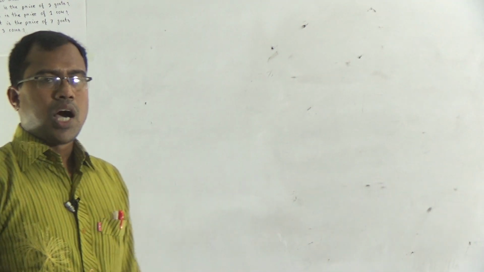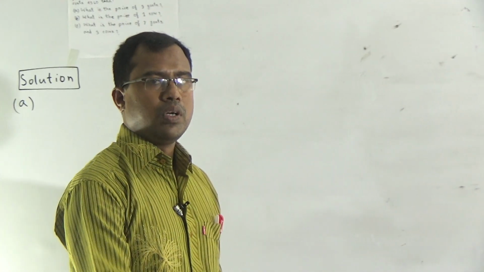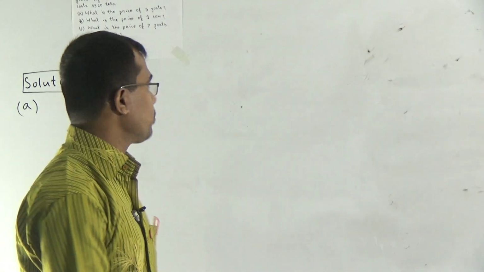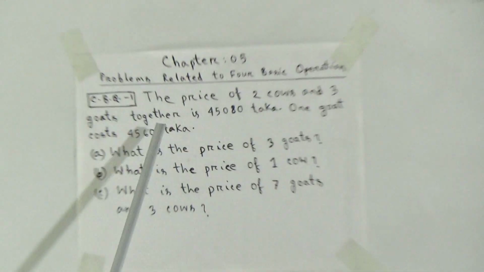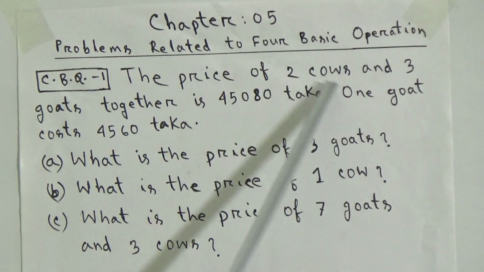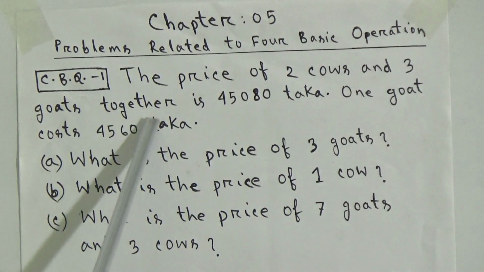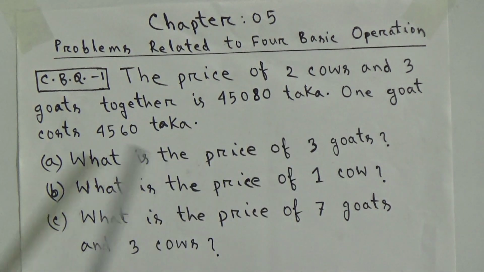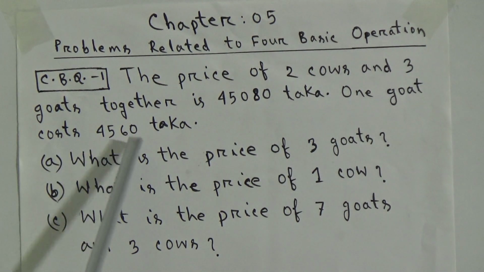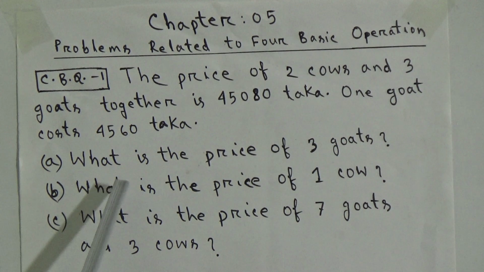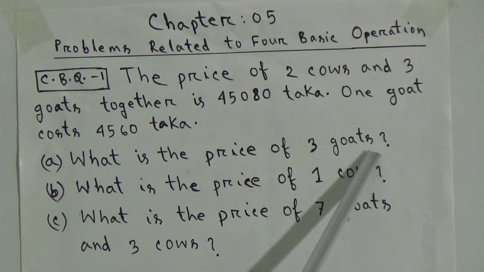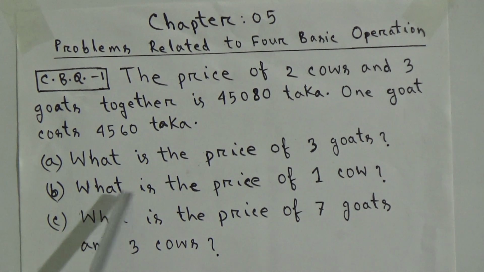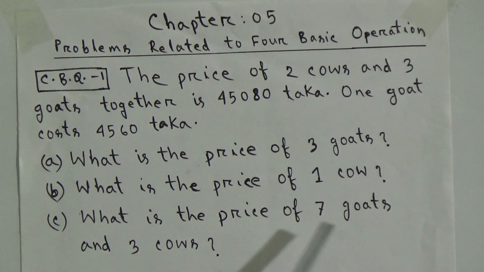Okay, at first I am reading the question and you are told to hear the question carefully. The price of 2 cows and 3 goats together is 45,080 taka. One goat costs 4,560 taka. A number question is, what is the price of 3 goats? B number question, what is the price of 1 cow? And C number question, what is the price of 7 goats and 3 cows?